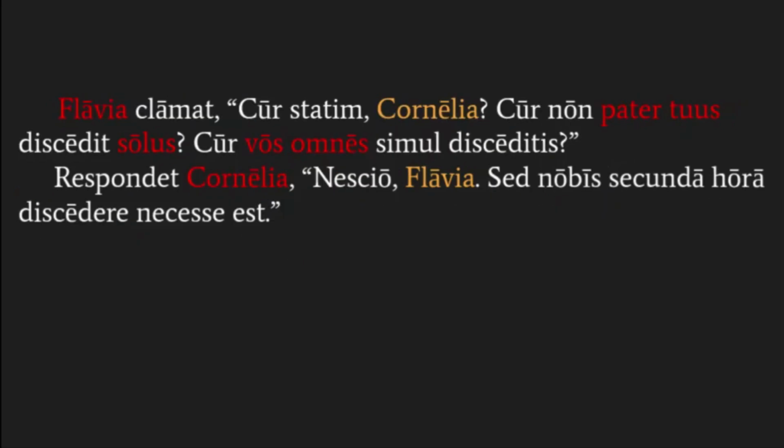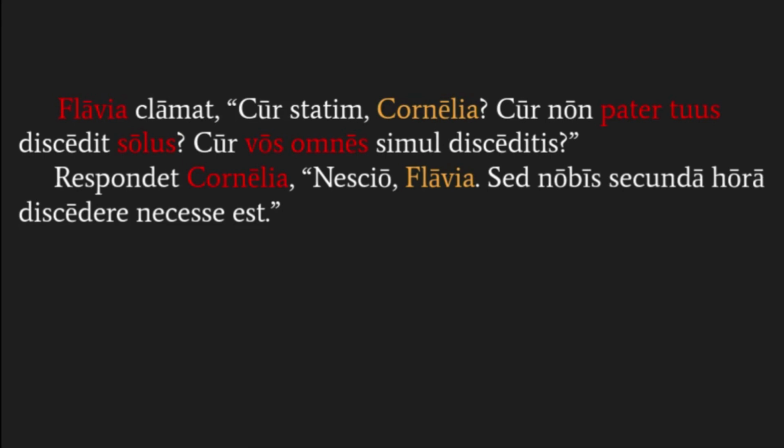And you have Flavia clamat, cur statim, Cornelia. So Flavia shouts, why immediately, Cornelia? Right? Cur statim, cur means why, and statim is immediately. Cornelia is vocative just because Flavia is calling her by name. So you remember in the last section, Cornelia said it's time to leave, for us to leave immediately. Flavia says, why immediately? Why do you have to leave right now? Then she says, cur non pater tuus discedit solus. So, cur non, why doesn't pater tuus, your father, discedit, leave, solus, alone? Right? Why doesn't your father go by himself?